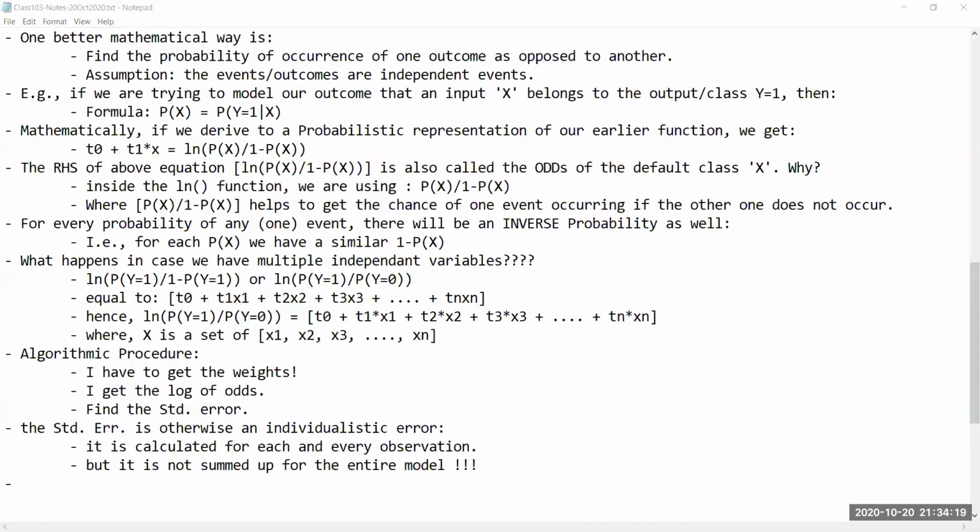Until this point, is it clear? Yes. Okay. Give me 1 minute.